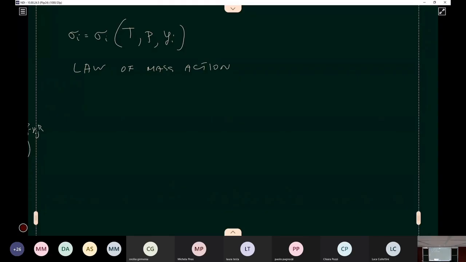And so let's first recall what is the molar concentration. It's the number of moles per unit volume. We write this with the symbol square brackets around the name of the species. And this is given by the number of moles per unit volume. Of course, this will be related to the other way that we use to evaluate the relative distance.